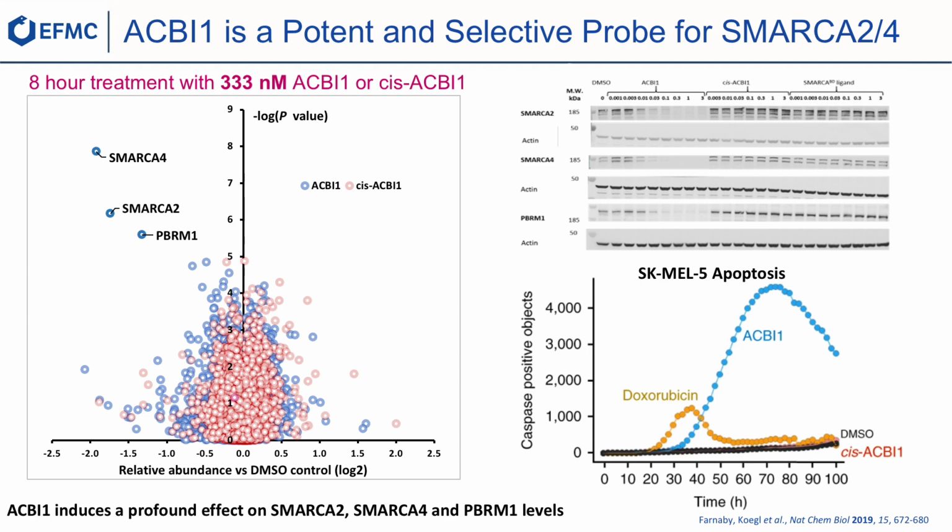Apoptosis measurements following treatment with ACBI1 show a similar effect on caspase activity in SK-MEL5 cells to doxorubicin, a chemotherapeutic drug. Additionally, the lack of caspase activity in the cis-ACBI1, which is identical to the DMSO control, confirms that the vulnerability of cancer cells to SMARCA subunit loss can be recapitulated through chemically induced degradation.